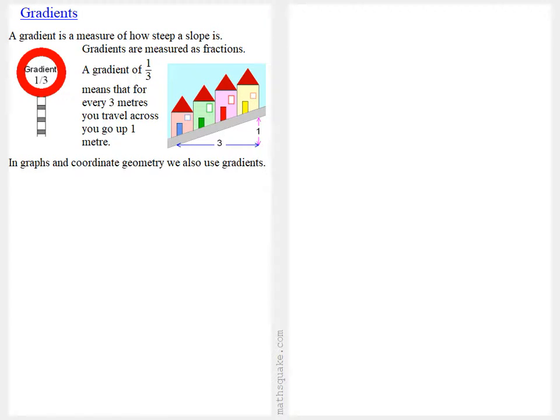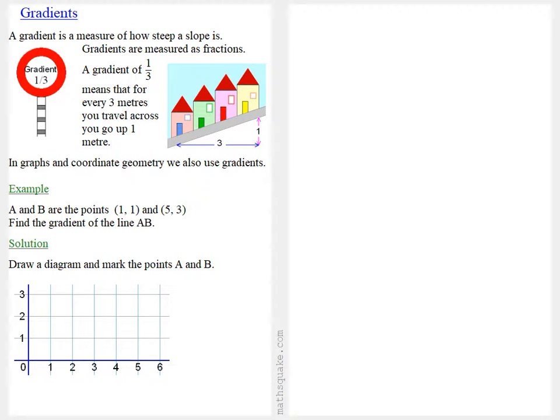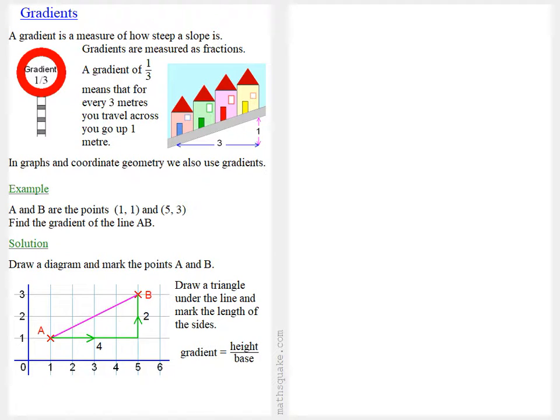In graphs and coordinate geometry, we also use gradients. For example, if A and B are the points (1, 1) and (5, 3), find the gradient of the line AB. Now to solve this, we draw a diagram and mark the points A and B. We draw a triangle under the line and mark the lengths of the sides. Now the gradient is defined as being the height of the triangle over the base of the triangle. So in this case the gradient is 2/4, which cancels down to 1/2.